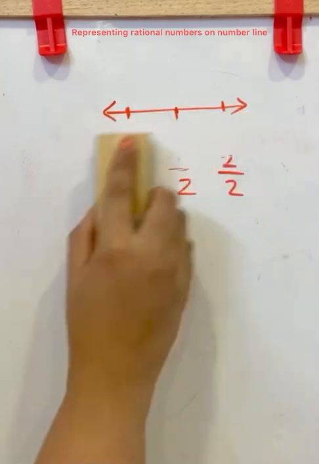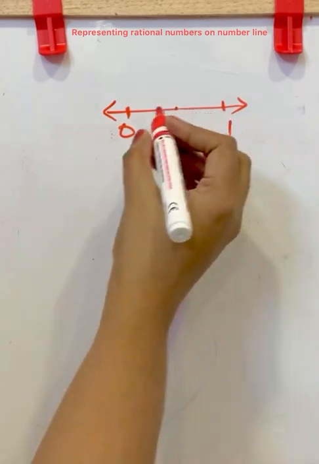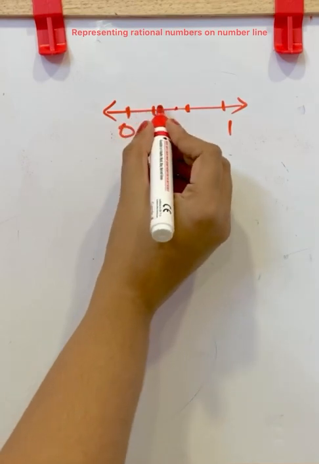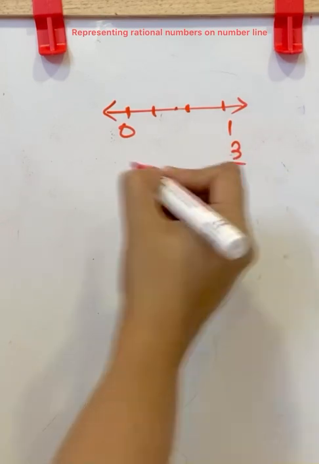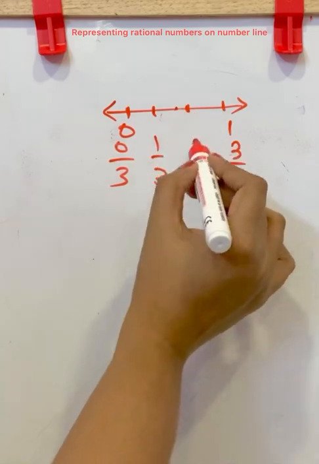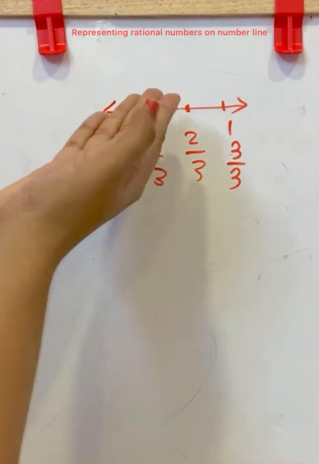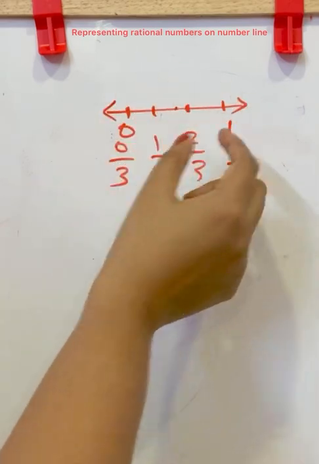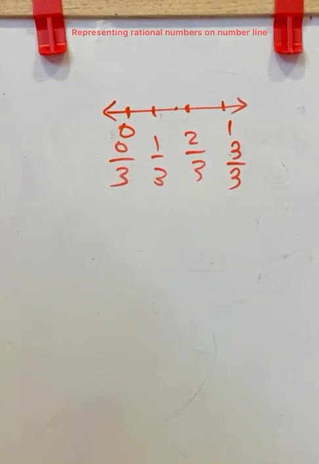Now if we are dividing this 0 to 1 distance into 3 equal parts, like this, one part, second part and third part. Now this 1 we have to write as 3 by 3 and 0 becomes 0 by 3. Then this will be 1 by 3, this will be 2 by 3. 1 by 3 and 2 by 3 are rational numbers and we represented them on the number line. So between each integer there are an infinite number of fractions or rational numbers.